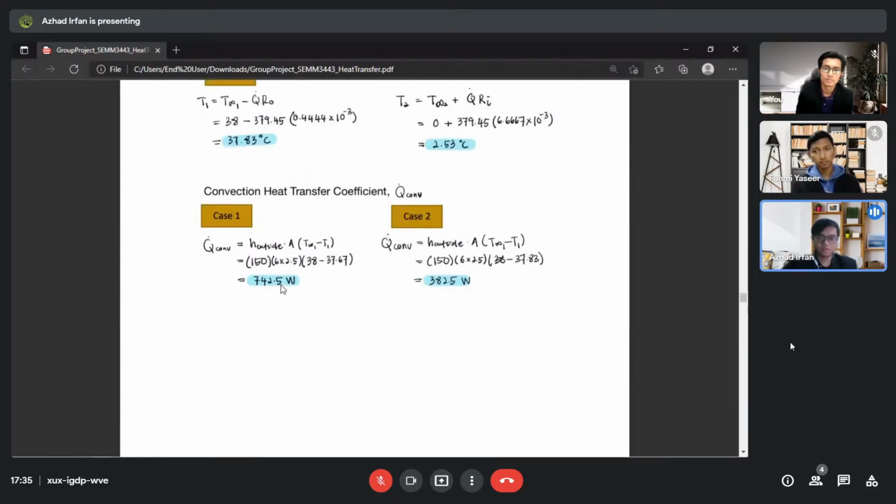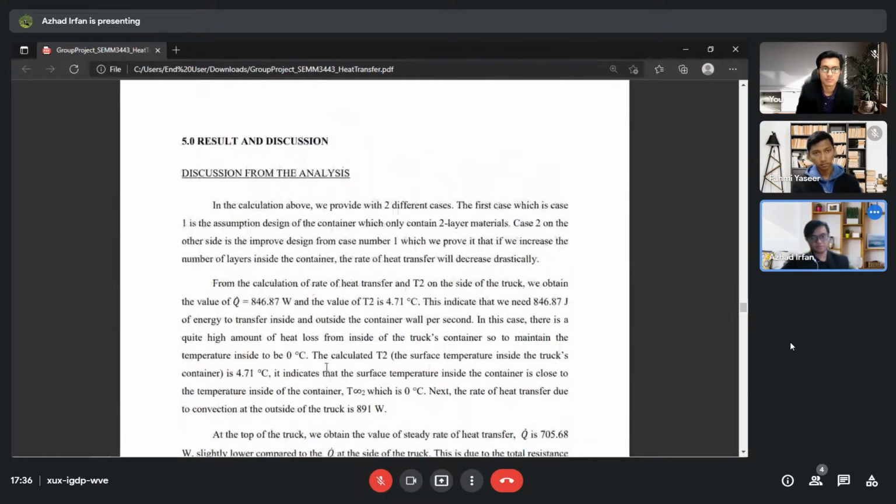Okay, next, for the Q convection, we use the same equation, which is H outside times surface area, open bracket, T infinity 1 minus T1, and then we obtain the value of Q convection for both cases, case 1 and case 2. Okay, now we move on to the discussion for the analysis part.